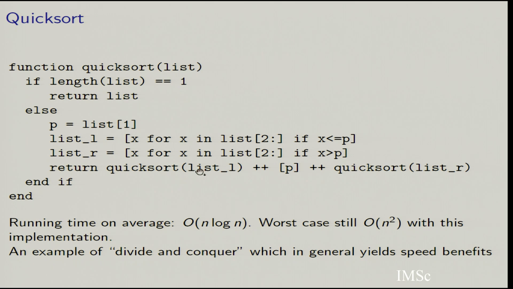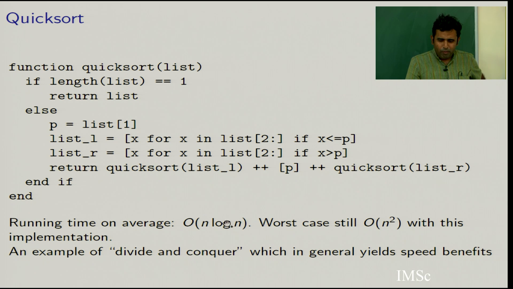Now the claim is that this has an average running time of n log n, and in this simple form its worst case is actually order n squared, and the worst case occurs if the list is already sorted. So we will come to that, but why is it n log n on average? Because supposing the list is really random, it is kind of scrambled, then the first element, the pivot, could be anywhere in the list. So list underscore L and list underscore R are roughly each half the size of the original list.